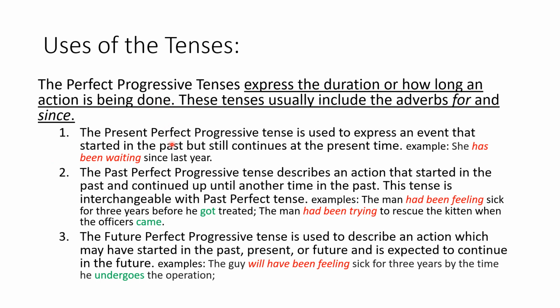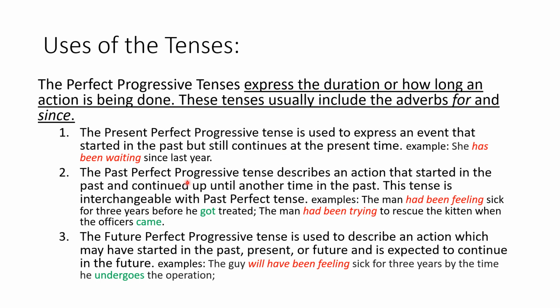First tense in the perfect progressive aspect, the present perfect progressive tense. It is used to express an event that started in the past but is still continuing at the present time. Example, she has been waiting since last year. So it means that the action of waiting started in the past, but it is still continuing at the present time.